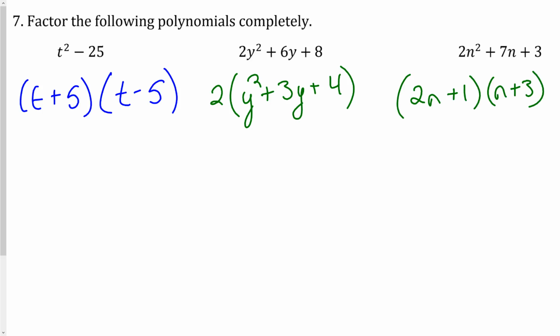So if this one was a little tricky for you, don't worry about it. We're going to come up with a quick and easy procedure on how to do that. Probably lesson 7. So factoring, we definitely need to know how to do because we don't have that much time to review it.